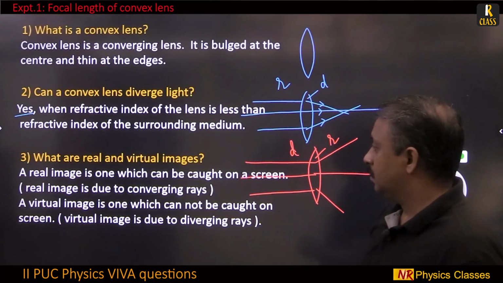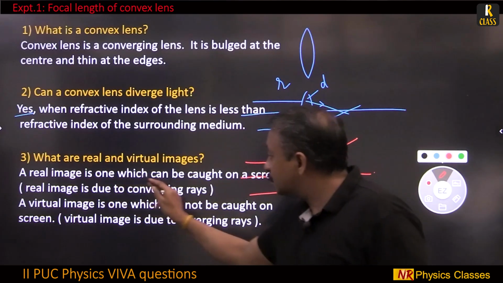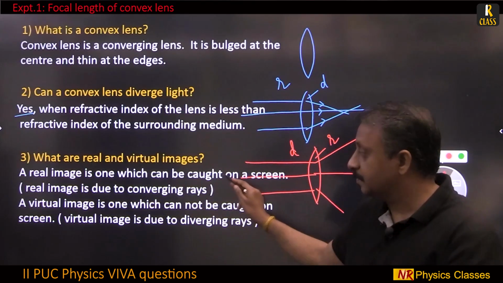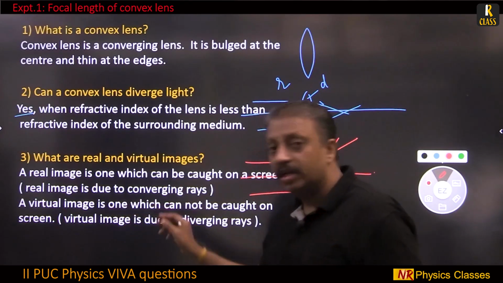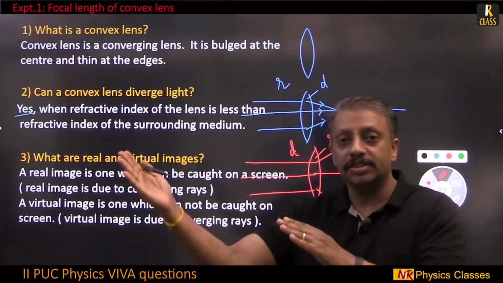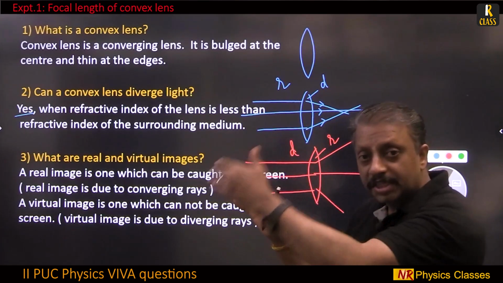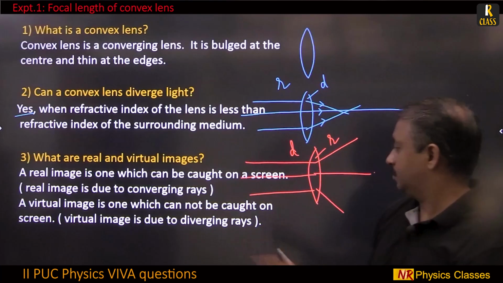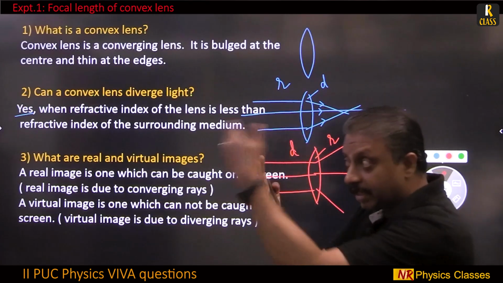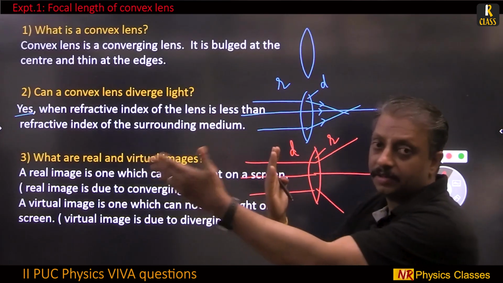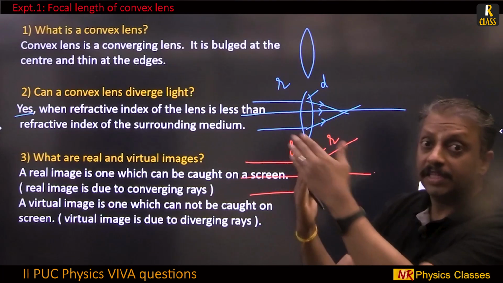What are real and virtual images? A real image is one which can be caught on a screen. It is due to converging rays. A virtual image is one which cannot be caught on the screen. In a movie theater, the image is formed on the screen, so that should be a real image. Plane mirror: we cannot get that image on a screen. We can see the image, but we can't get it on a screen. That's why that is virtual.